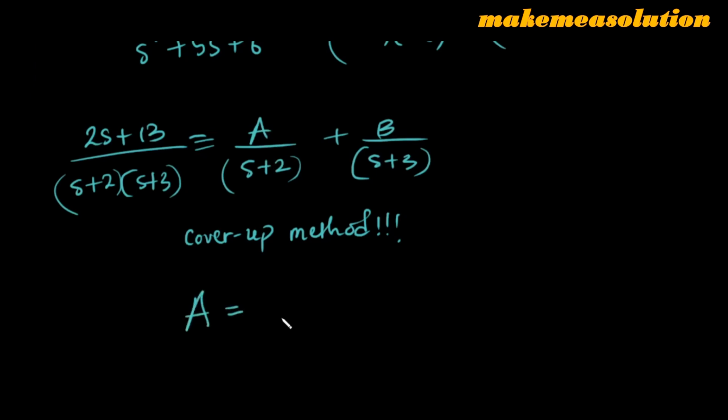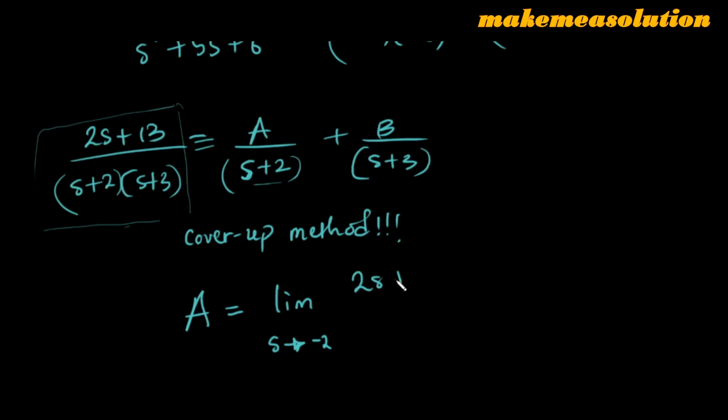So the value of A will just be the limiting value as s tends to what? What value are you going to put into this factor that is under A to make it get to 0? Definitely minus 2, because if we put minus 2, this plus this will be 0. So A is the limiting value as s approaches minus 2. Then you apply the limit on this particular big fraction over here. The only thing is that you're going to cover up the factor that is under A, which is the (s + 2). So that's why the name cover-up method comes to play.